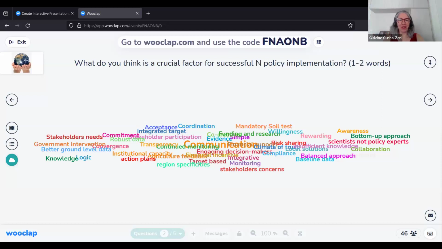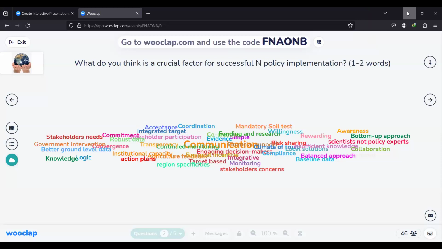Hello, everyone. I'm Gislaine from Brazil. It's a pleasure to participate in this policy panel. I'm excited to contribute to our discussion today on nitrogen policies in Latin America. Nitrogen pollution is a significant environmental issue in Latin America, caused by nitrogen emissions from productive activities to meet the increasing demand for food and energy.